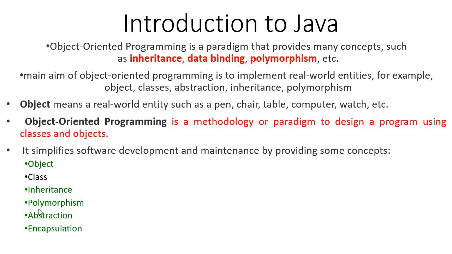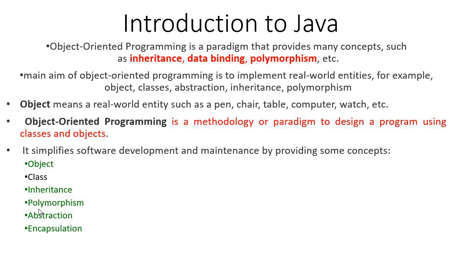Today we are going to see about the OOPS concept. Object-oriented programming is a paradigm that provides many concepts such as inheritance, data binding, polymorphism, etc. The main aim of object-oriented programming is to implement real-world entities, for example, object, classes, abstraction, inheritance, and polymorphism.